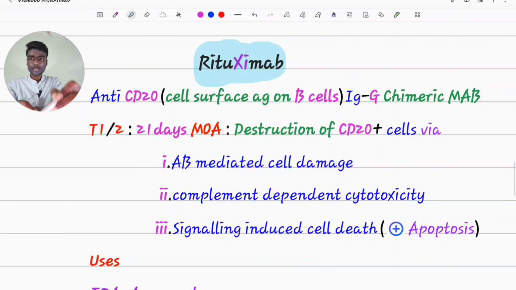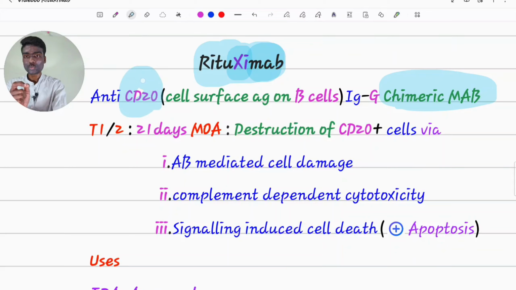Rituximab. From the name itself, we can derive that it is a chimeric monoclonal antibody. Anti-CD20 IgG antibody. What is CD20? It is a cell surface antigen on which cells? B cells.